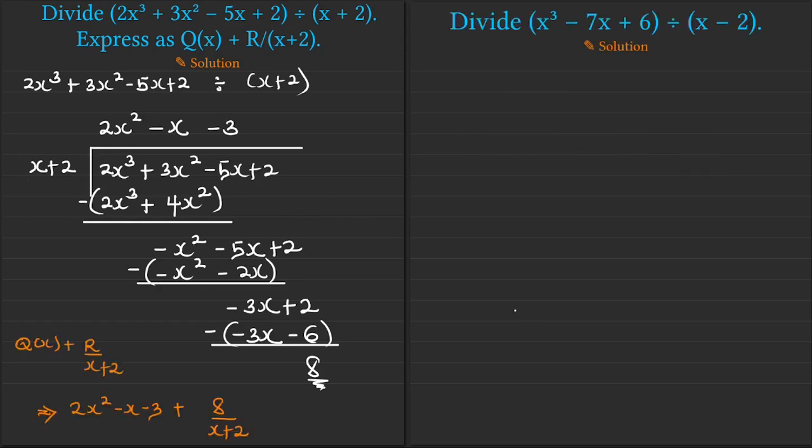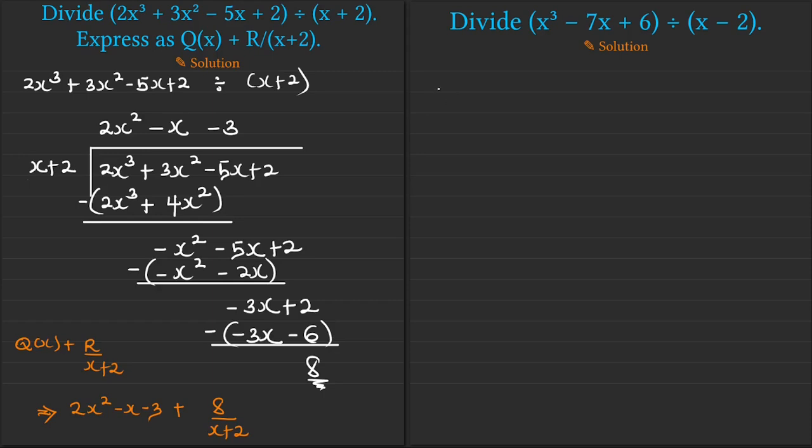Okay, so for this second question here, it says x cubed minus 7x plus 6 divided by x minus 2. You take note of something here. Realize that the power of x, or the degree of this function, is to the third, but we don't have x to the power 2. So we'd have to rewrite it in that form so that we can work with it.